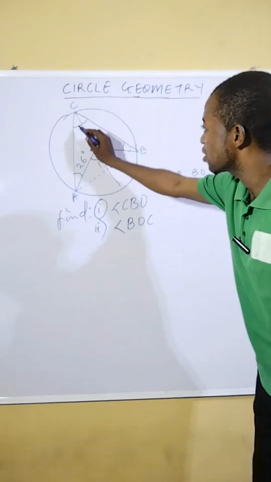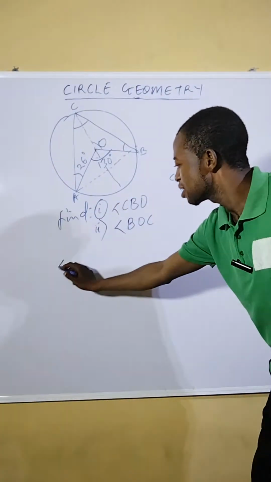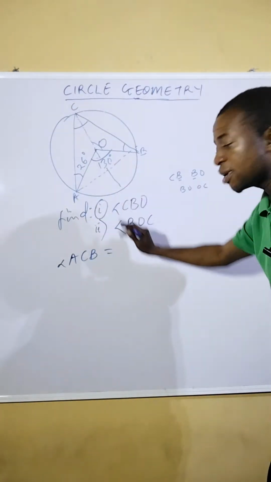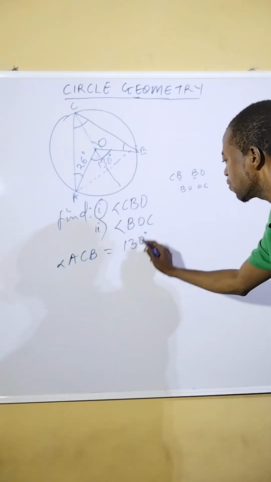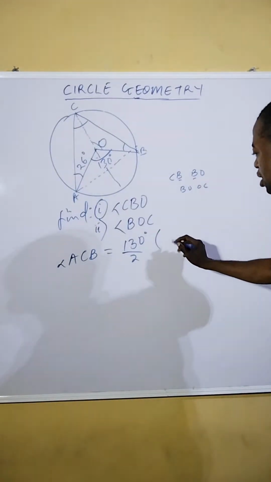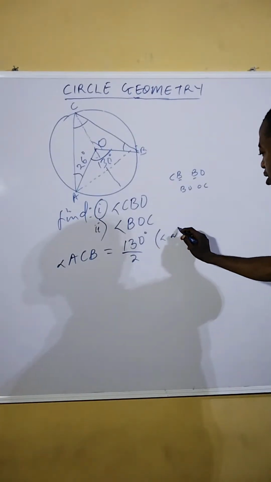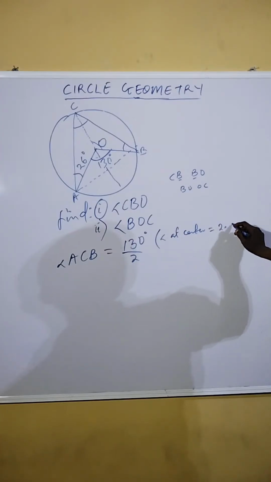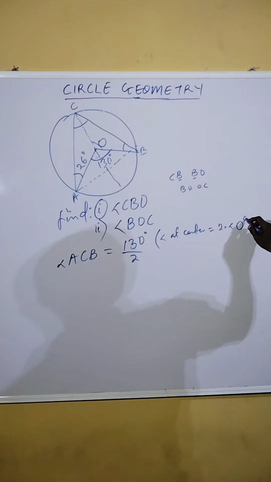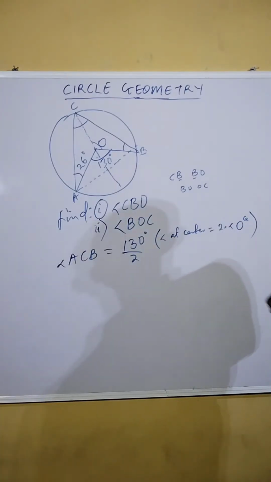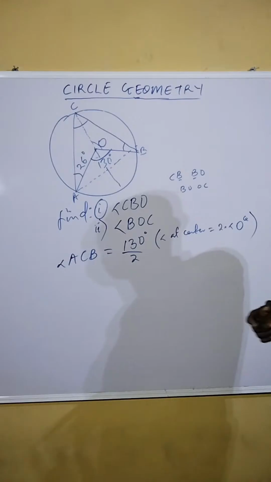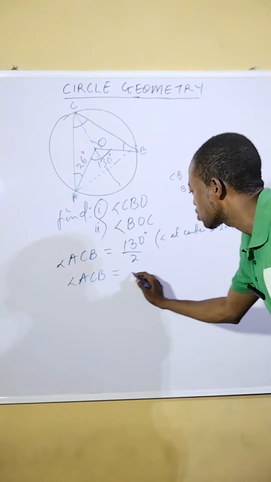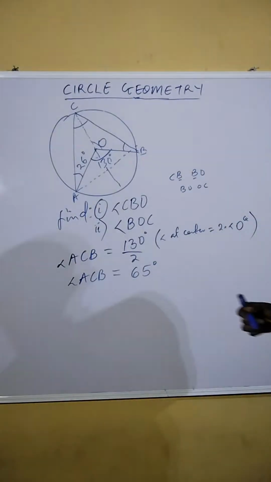So in order for me to get the angle at the circumference here, which is angle ACB, I can say angle ACB equals the angle at the center divided by 2. That's 130 degrees over 2. And this will be the same reason: angle at center is equal to 2 times angle at circumference. It is allowed to abbreviate whenever we are writing a reason like this. And this implies that angle ACB is equal to 65 degrees. All right.